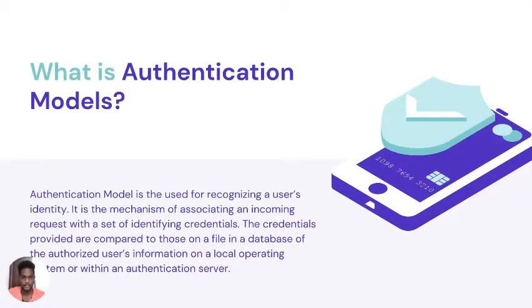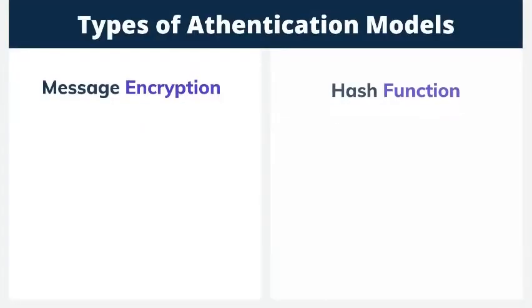So basically, what is an authentication model? An authentication model is used for recognizing a user's identity. For example, if you want to log into your Gmail account, you will be provided with a set of credentials, for example, username and password, and those details will be stored in the database. So when you try to log in, the values in the database and the login credentials will be compared with each other. If they match, you will be able to access the data. Otherwise, you will be denied.